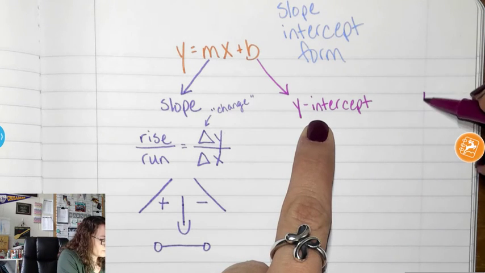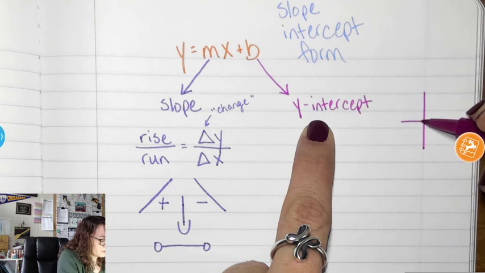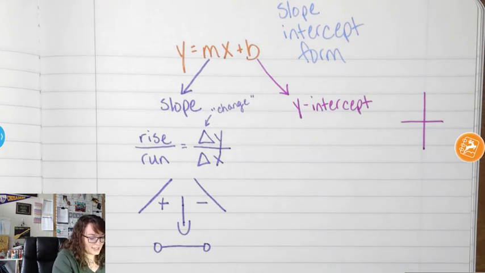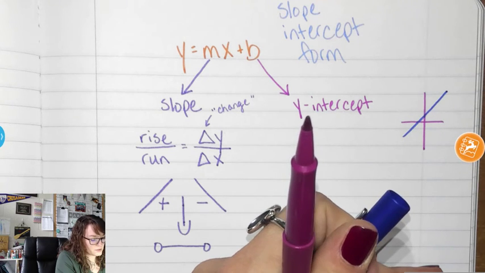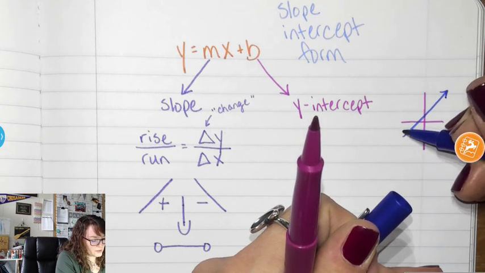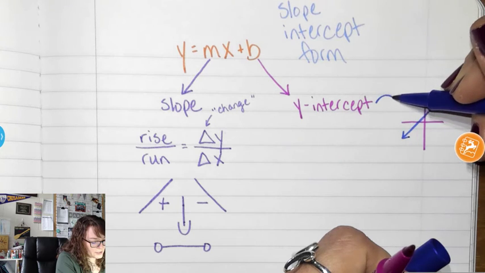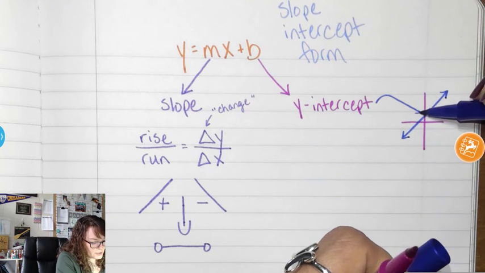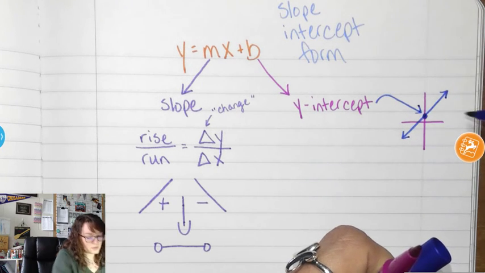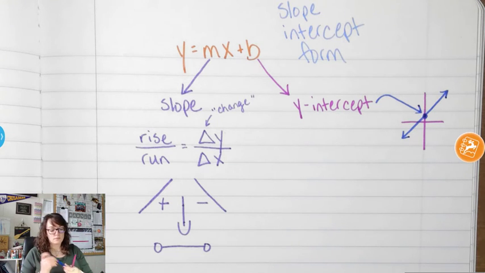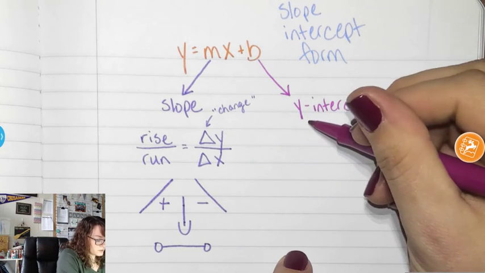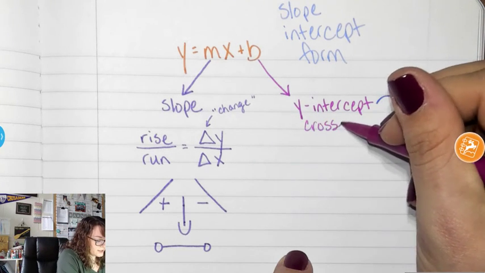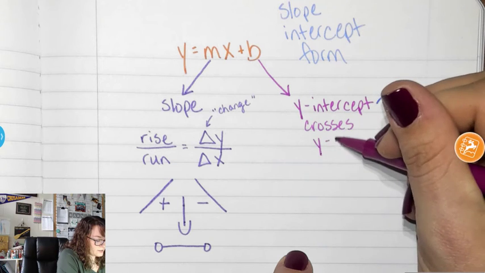So if you have your graph, if your line is just minding its own business, doing this, if here's my line, the y-intercept is right there. It's where it crosses the y-axis.